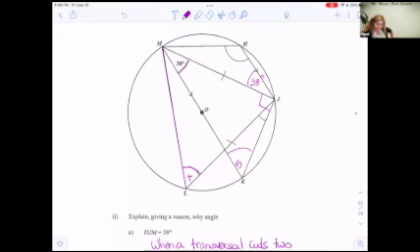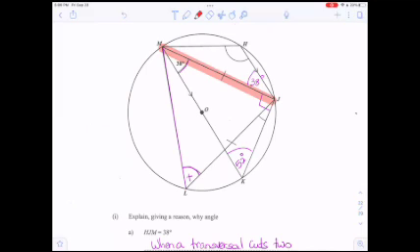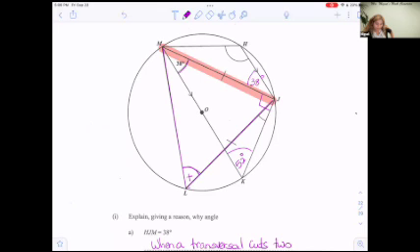Shanika said 52 degrees. Did anybody else get that? Okay, how do we call this line? It doesn't pass through the center, but how do we call it? A chord. And what do you know about angles on the same chord or the same segment? They are equal. So how much is angle X if this angle is 52?